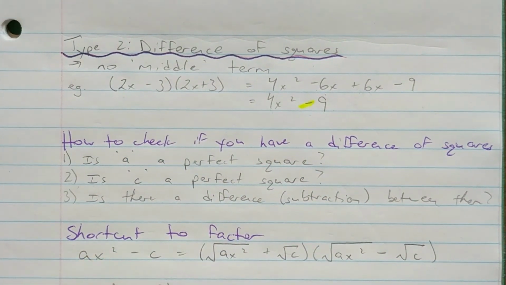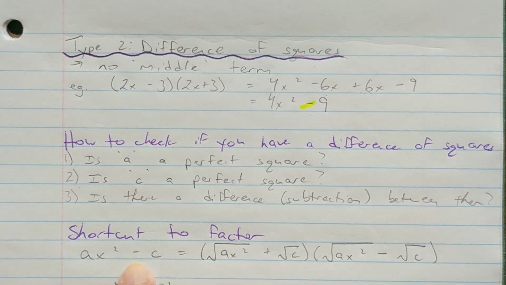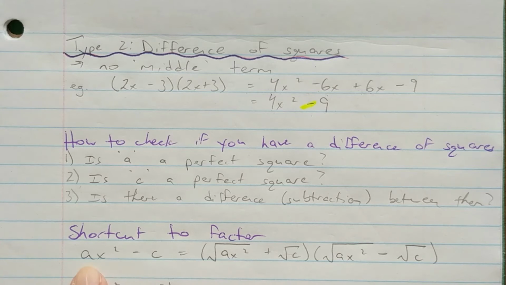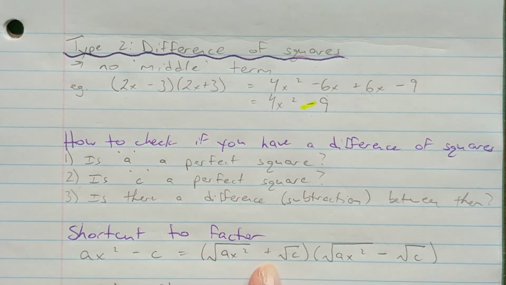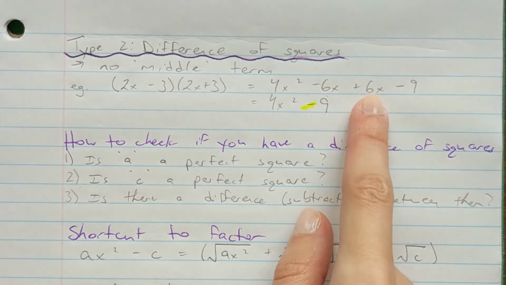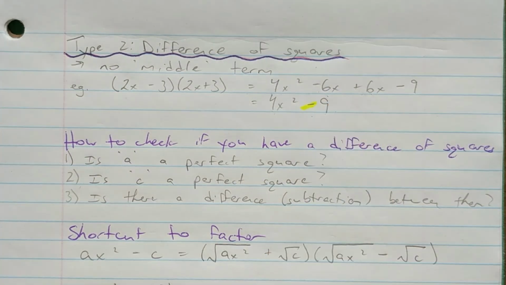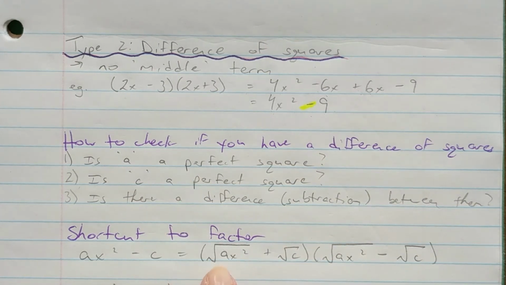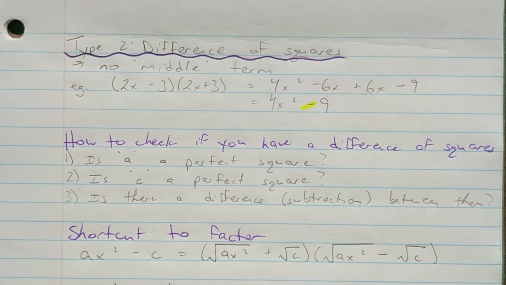And as you can see with our shortcut to factoring here, if I have ax squared minus c, basically I take the square root of my ax squared and the square root of my c, and I have two terms that are identical except one has a plus and one has a minus. The plus and minus will cancel in the middle and it becomes 0, and then you're good to go. So it's the square root of a squared plus the square root of c times the square root of a squared minus the square root of c.